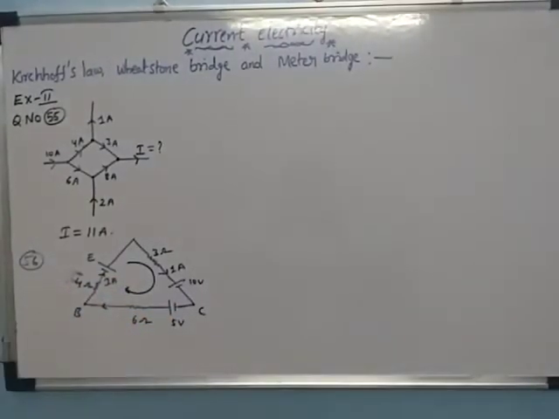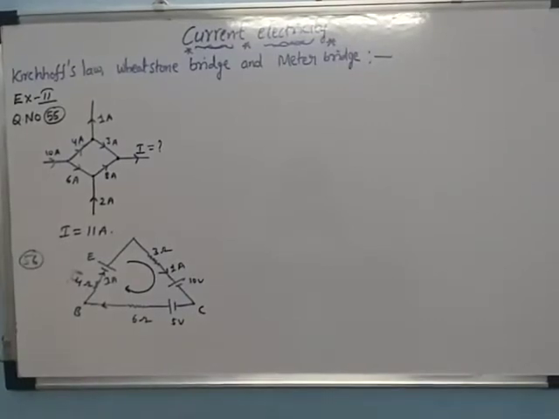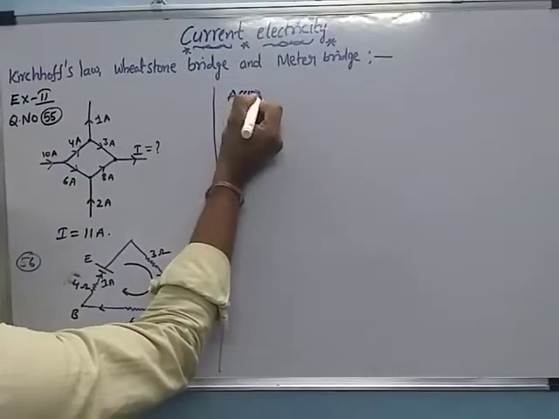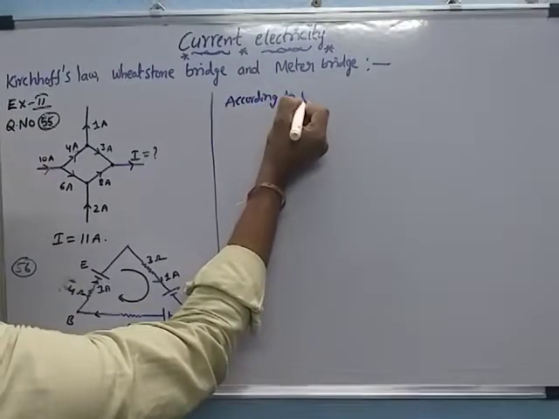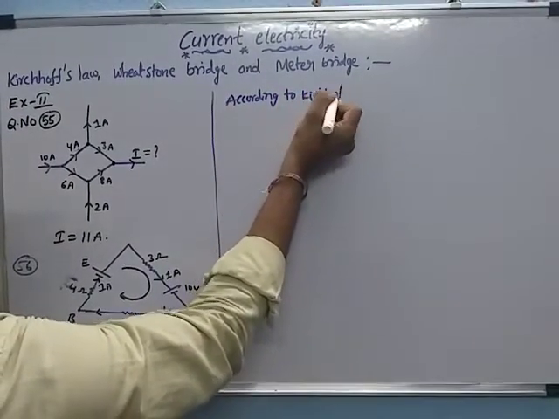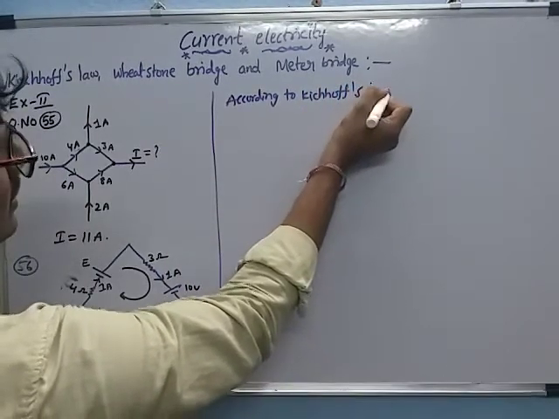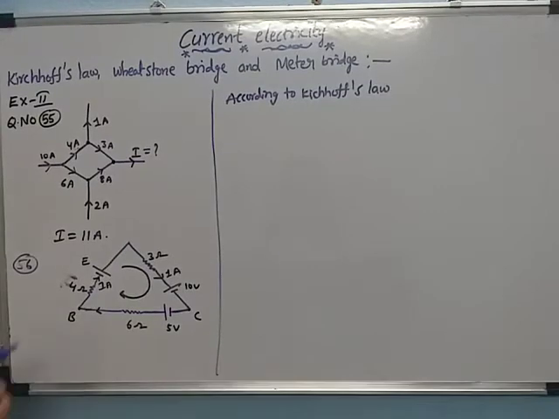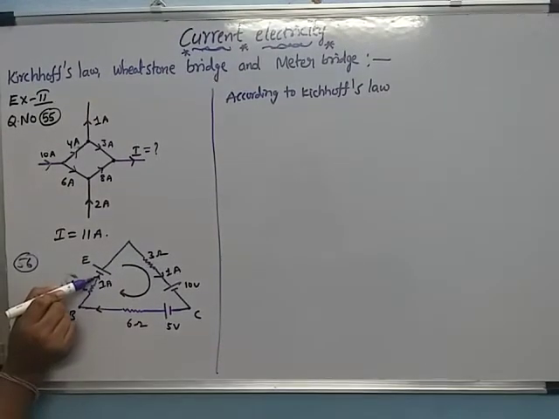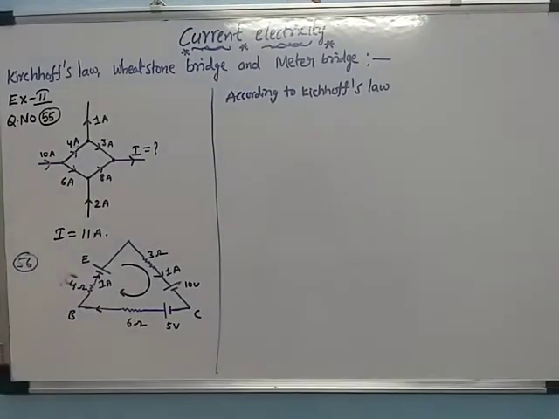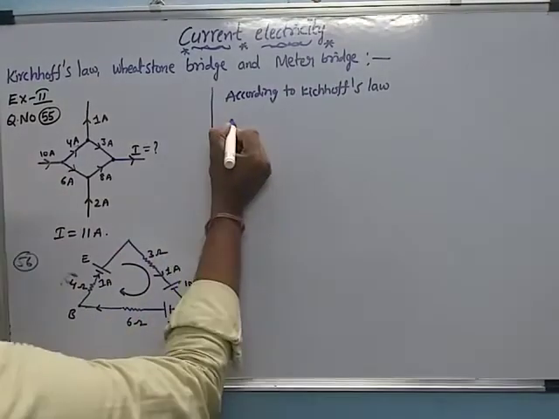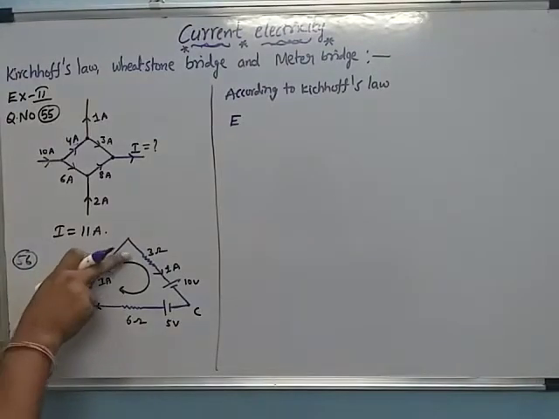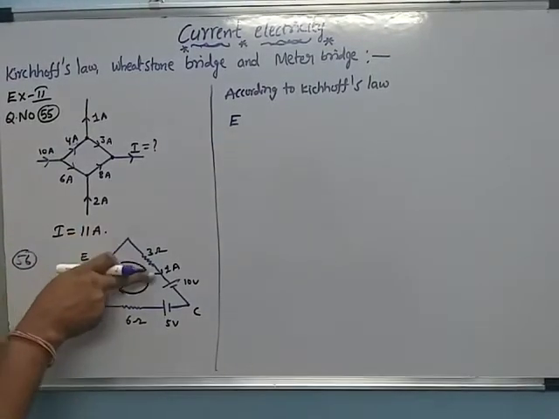According to Kirchhoff's second law, we can find this E value. We know that when the current passes from the negative terminal to the positive terminal, that battery is taken as positive. That is the potential gain. Now the loop is in a clockwise direction, and the current is also in the same direction.